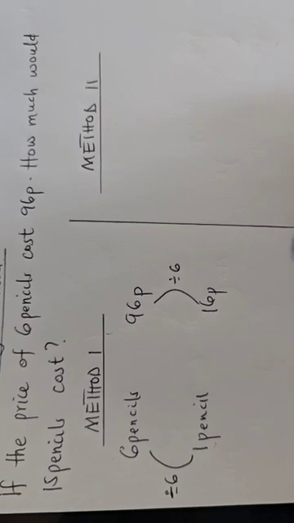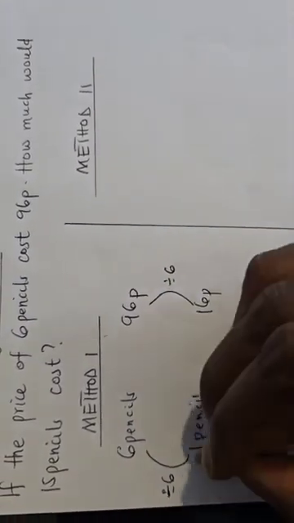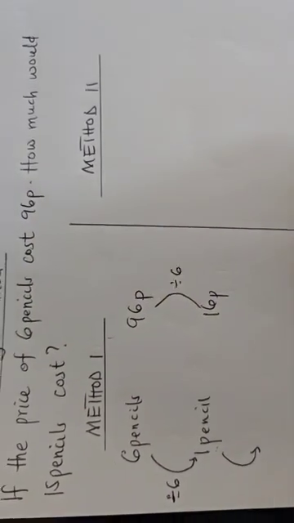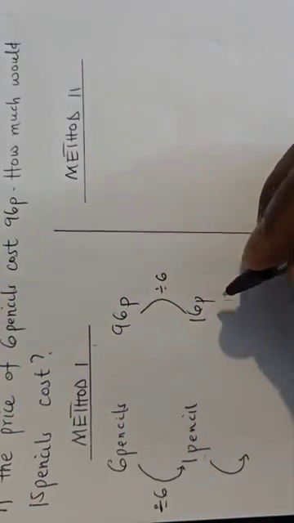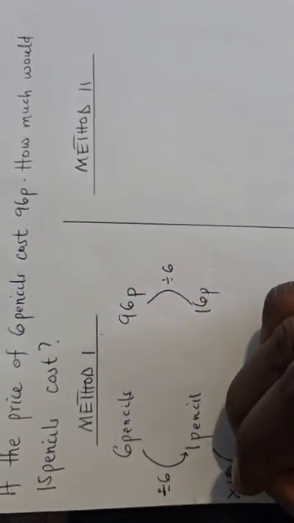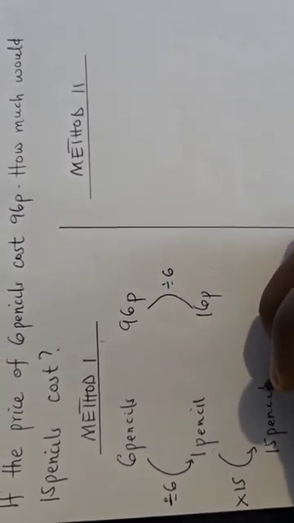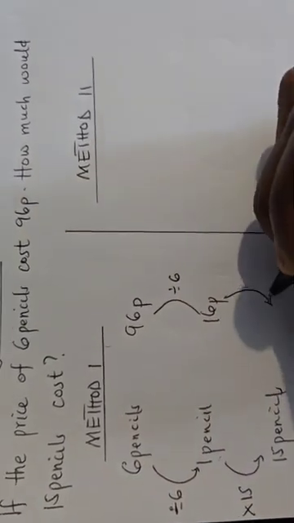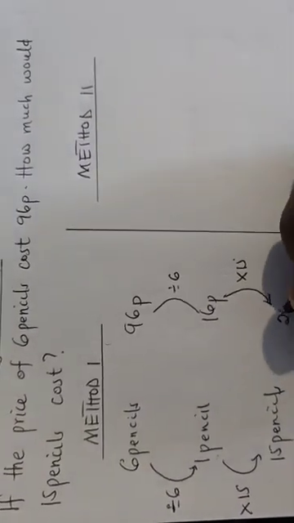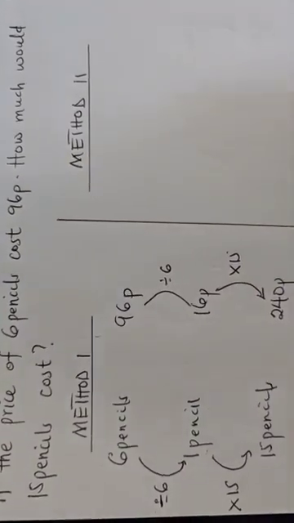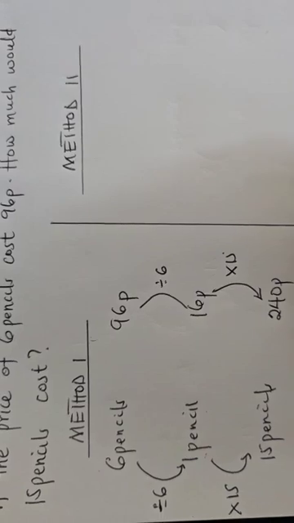Then I move on to find the price of 15 pencils. Since I know the price of one pencil, I can times it by 15, and then one pencil is going to be 15 pencils. I do the same thing at the right hand side, times here by 15, and that's going to give me 240 pence, and this is equivalent to £2.40.